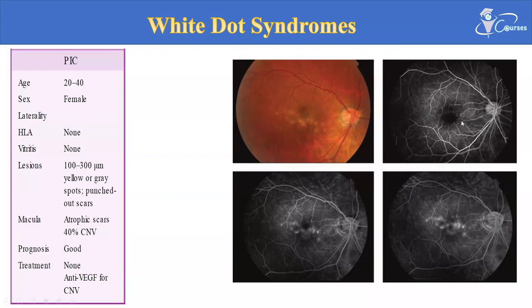Regarding the fluorescein angiography, it will show early hyperfluorescence with variable or late staining of these lesions. Also, cystoid macular edema may be present. If there is CNV, it will manifest as late staining. Okay, so these are the white dot syndromes and the characteristic feature of each one of them.